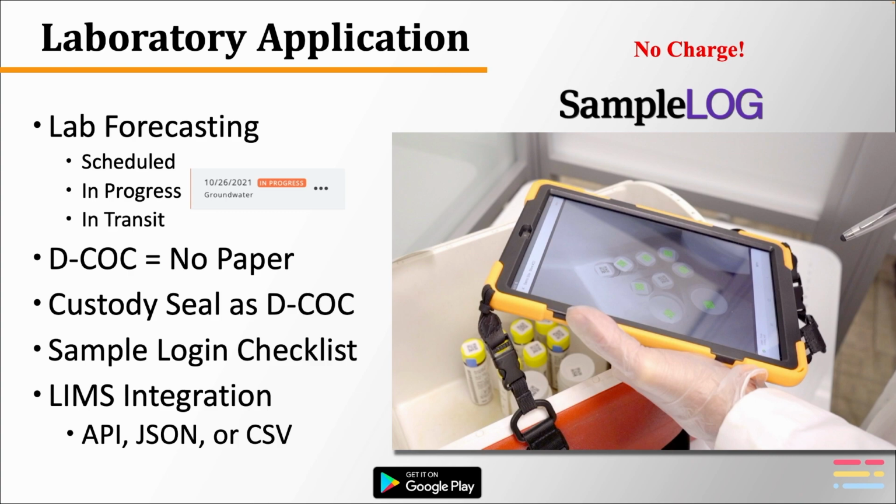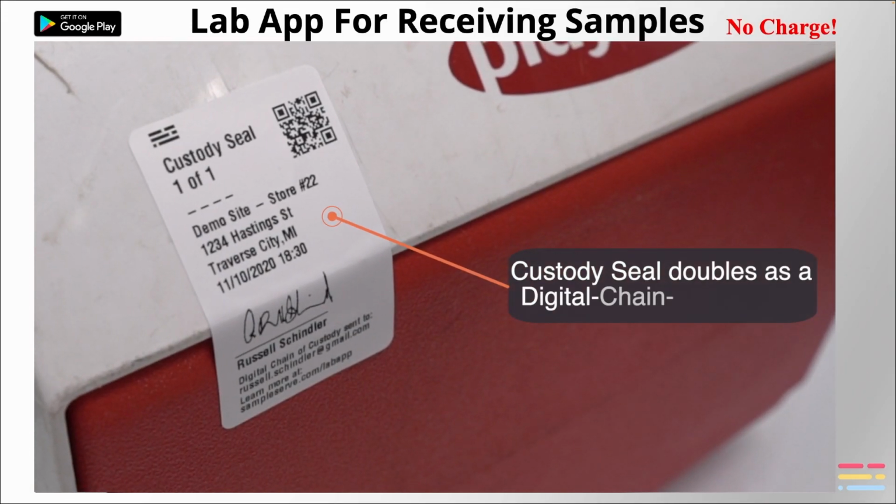The Sample Log application can integrate with any LIMS system out there through either an API, JSON file, or CSV upload. Currently, the Sample Log app is only available on Google. However, we do plan on having an Apple version by the end of 2024. Here is a quick video of the lab sample login process.